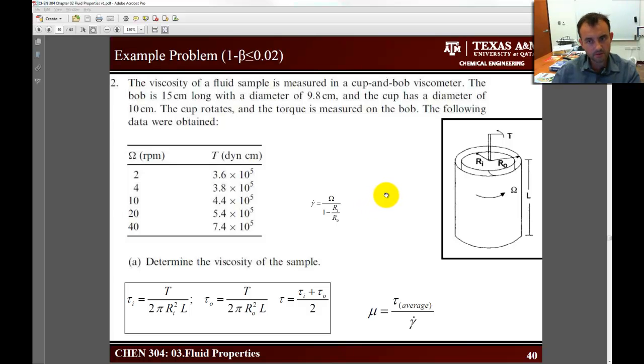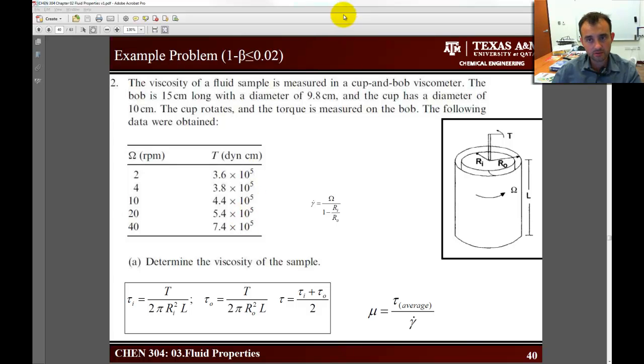In this example, we're going to use a cup and bob viscometer to calculate the viscosity of the sample and select the appropriate model equation for the viscosity. Using the cup and bob viscometer, the cup rotates at different speeds and we measure the torque on the bob. And this table describes the data that we obtained.